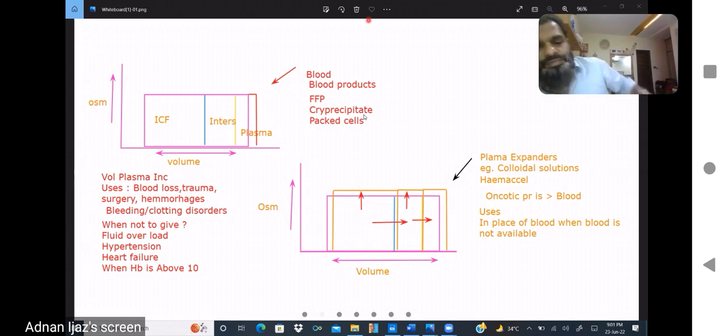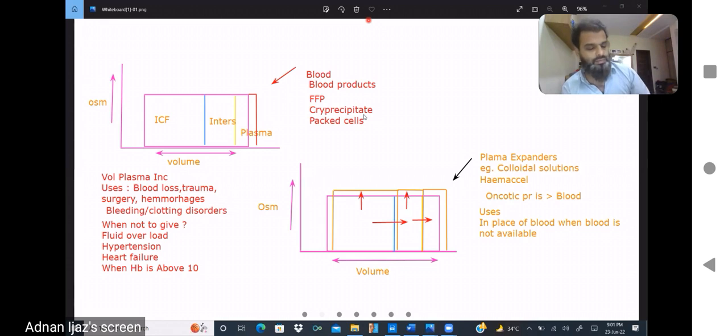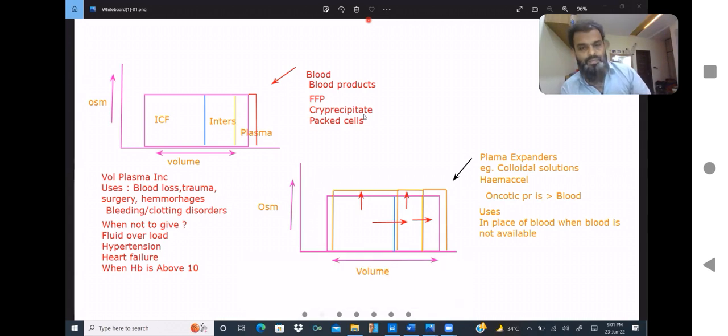ठीक है बेटे, क्लियर है बात? Any confusion? हाँ जी बेटा. Anyone?